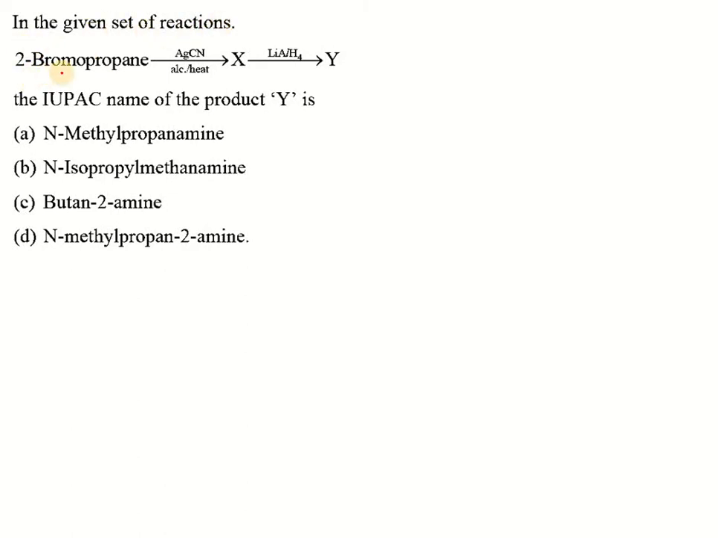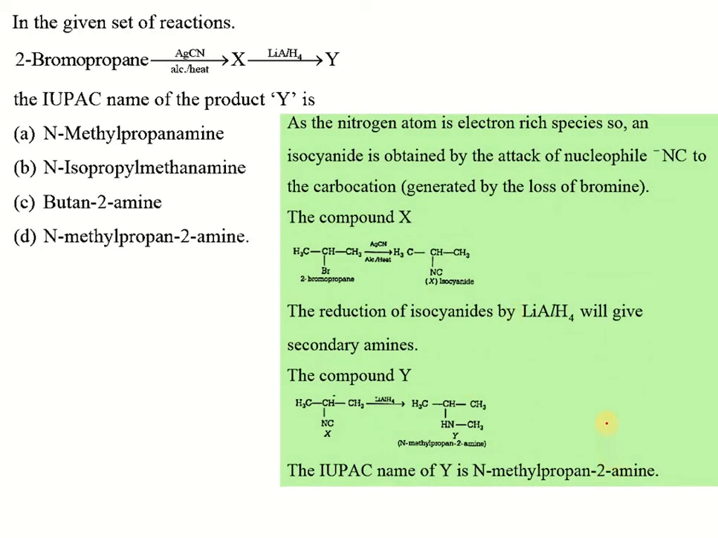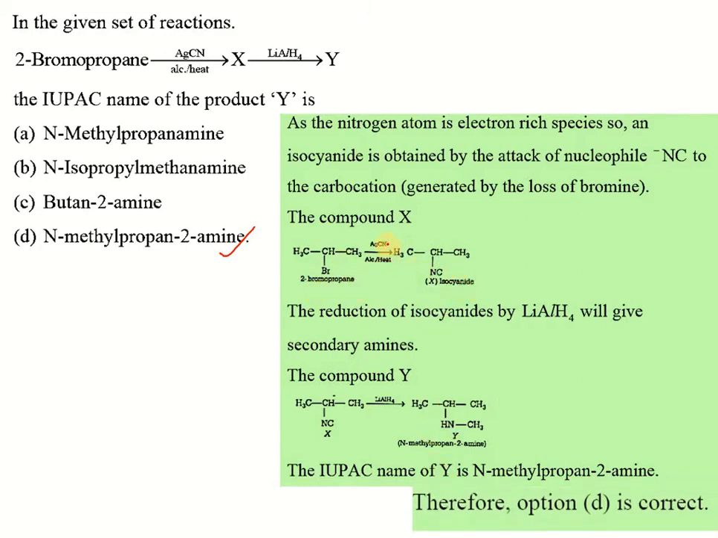In the given set of reactions, 2-bromopropane in the presence of AgCN gives X, which gives Y in the presence of LiAlH4. You know AgCN gives isocyanide. Isocyanide can be converted into a secondary amine, that is N-methylpropan-2-amine, which is the answer. That is option D. First, 2-bromopropane is converted into isocyanide in the presence of AgCN in alcoholic medium on heating. After that, this isocyanide in the presence of lithium aluminum hydride is reduced to N-methylpropan-2-amine, that means a secondary amine will come.